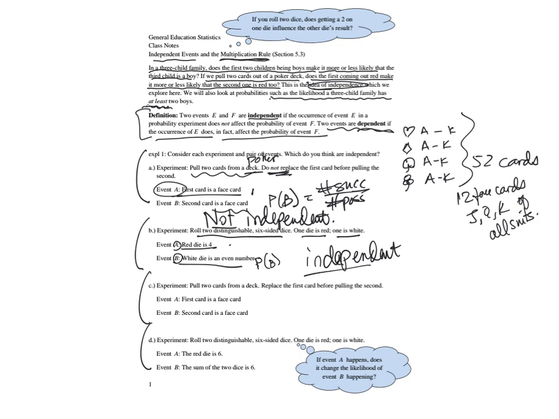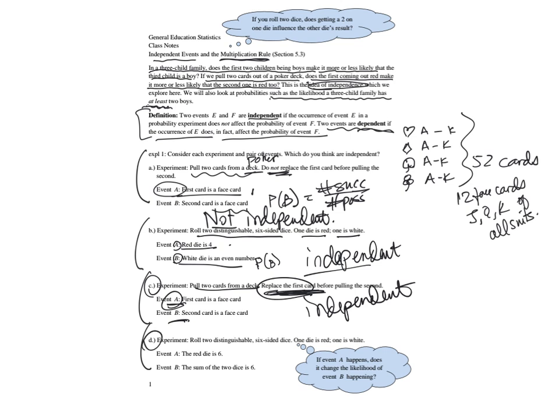Excuse me. Let's do letter C. Pull 2 cards out of a deck. Replace the first card before pulling out the second. You notice how this difference of replacing the first card makes a big difference as far as independence goes for events A and B. These are the same events, A and B, that we saw in part A of this problem. But here we replace the first card before pulling the second. Since we're replacing the first card before pulling the second card, the probability of B is not affected if you know A has occurred. So we're going to say that's independent.